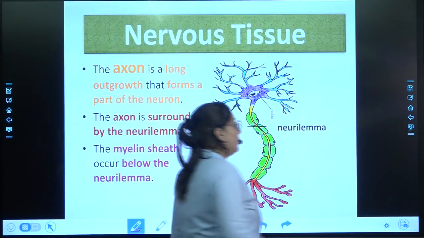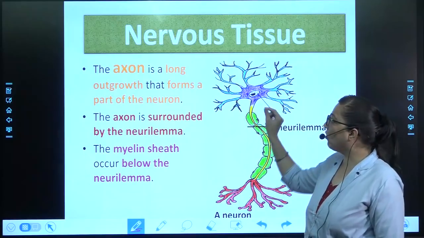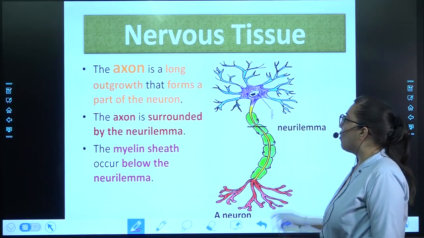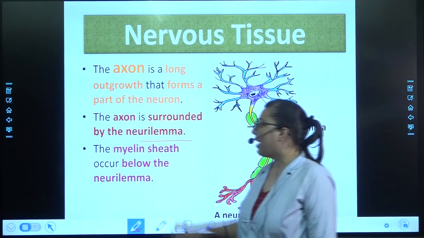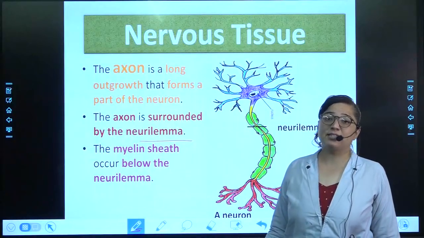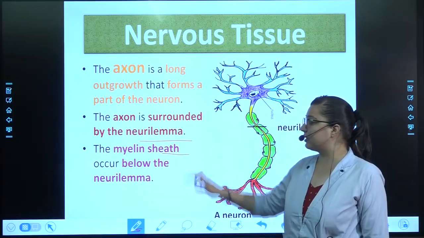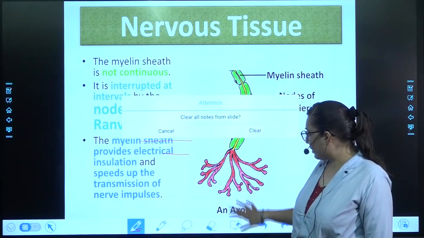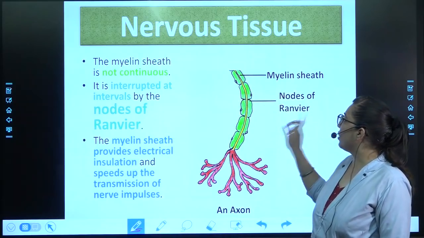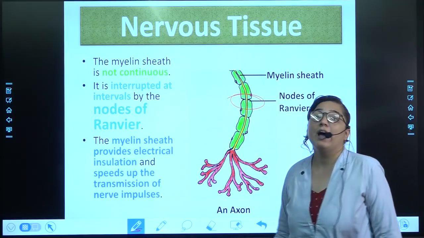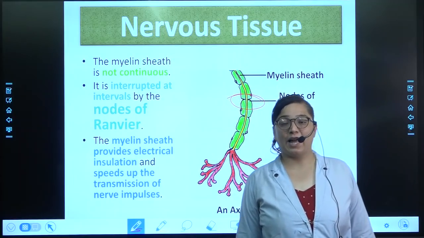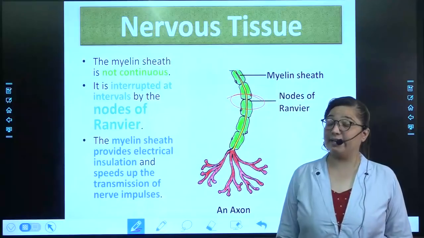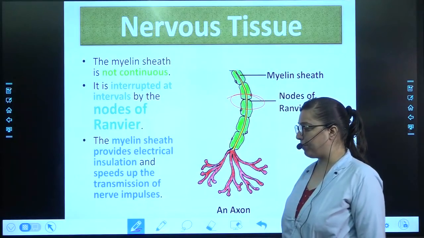Then next, about the axon, the long outer part that is coming from the cell body, that is called axon. It is surrounded by neurolemma, and below it is the myelin sheath. The function of the myelin sheath is to protect from any kind of mechanical shock. The myelin sheath is not continuous. Where is it getting terminated? It is getting interrupted at the node of Ranvier. It provides electrical insulation and ultimately it helps in the transmission of nerve impulses.